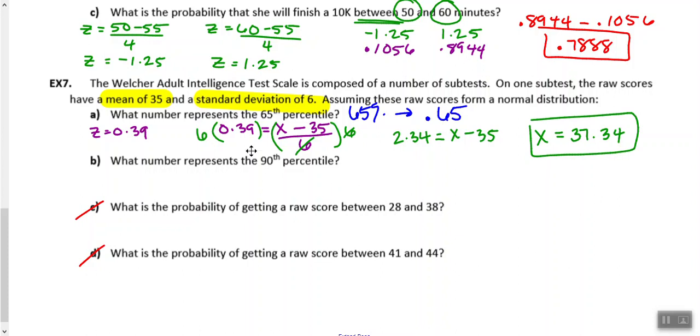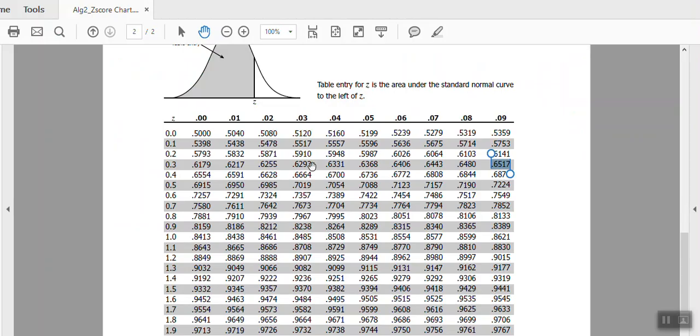So we're going to do the same thing for part B. What number represents the 90th percentile? So we're saying that's going to be 90%. Change it to a probability of 0.90. So then, once I have my probability of 0.90, I go to my chart. I'm looking all through here to get the closest I can to 0.90. And I'm going to choose 0.8997 because 0.8997 is a lot closer to 0.90 than 0.9015.